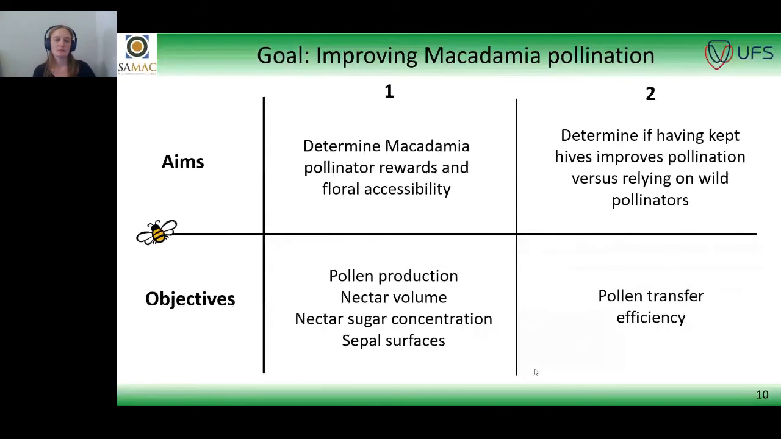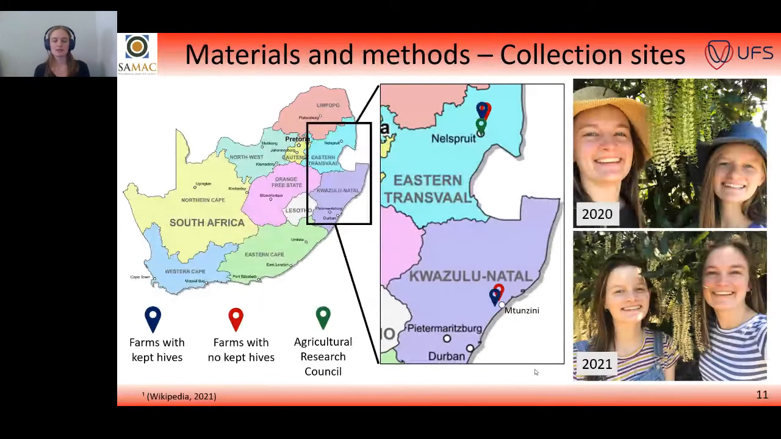For my materials and methods, I had two different collection sites. I worked in Mpumalanga and KZN respectively. In each of the provinces, I had two farms. One of the farms had kept hives versus a different farm in the same area that did not have kept hives. I also did collections at the Agricultural Research Council in Nelspruit.